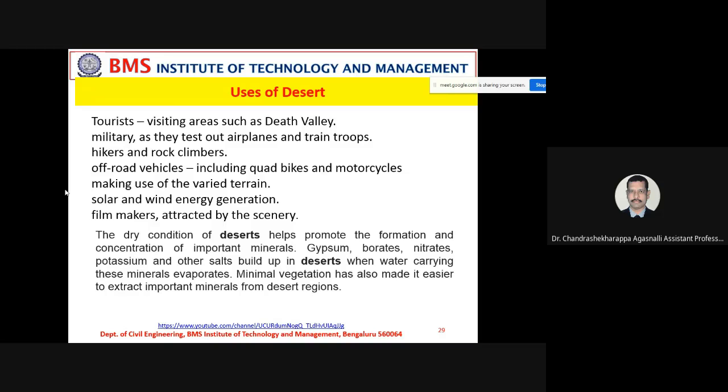In Rajasthan, there is a richness of copper, lead, and zinc. Copper, lead, and zinc minerals are there, and very good mining activities are happening there in Rajasthan. Apart from that, there are potassium deposits, which are due to the desert areas. The environment supports the deposit of this type of minerals, potassium and other salt build-ups. And yes, minimal vegetation has also made it easier to extract the important minerals from the desert regions.